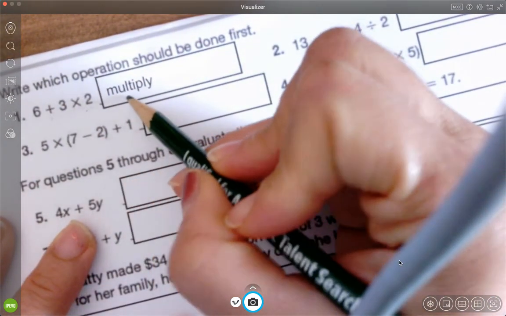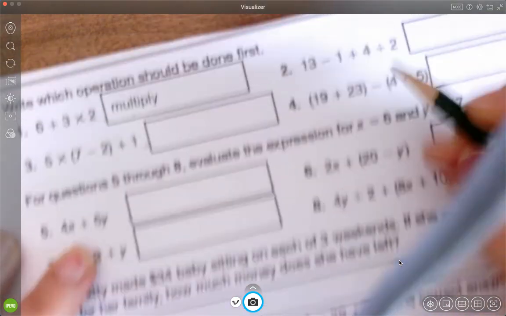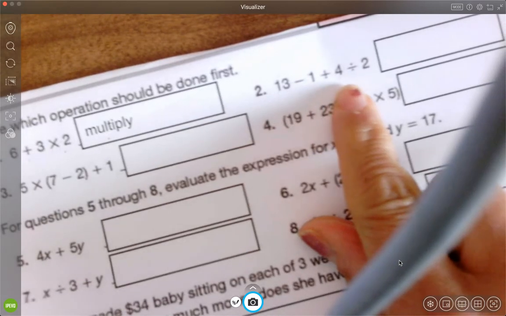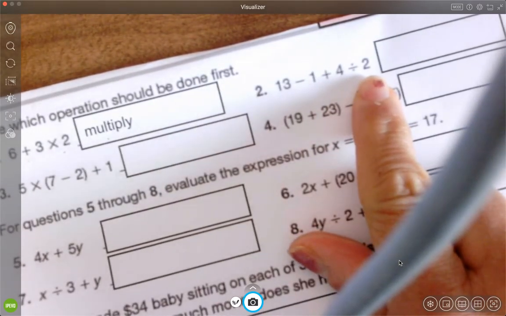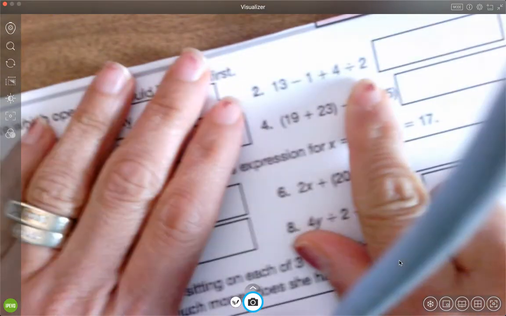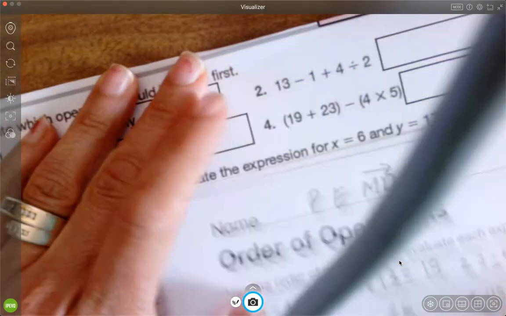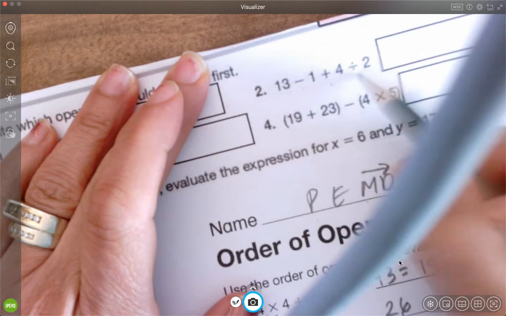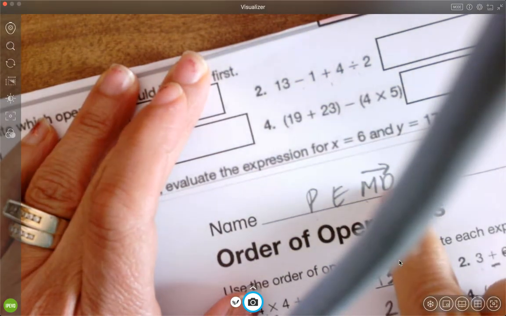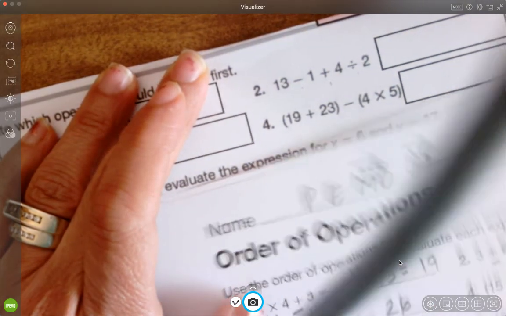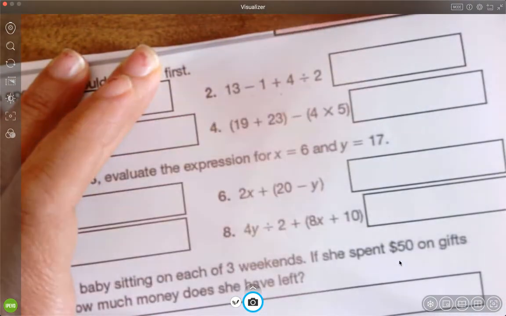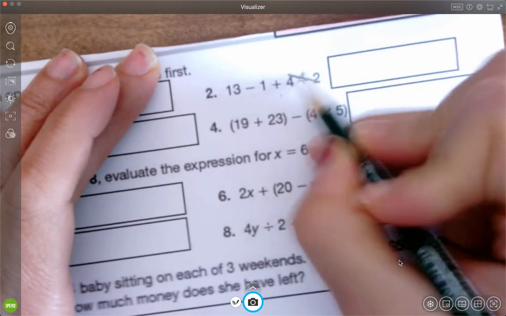I'm going to multiply. Over here, I have 13 take away 1 plus 4 divided by 2. Again, I'm looking at my order of operations. Well, what would come first, subtracting, adding, or dividing? What would come first would be dividing. And so I would divide first. So 4 divided by 2 is 2.